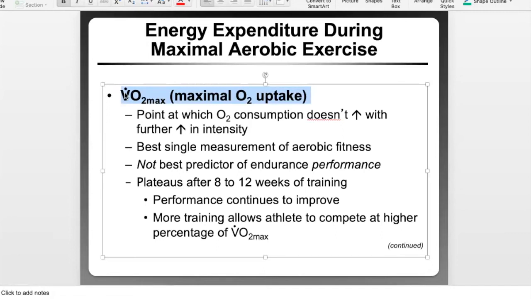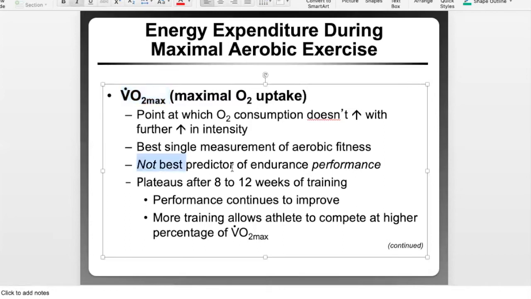So when I cannot pull in any more oxygen, but the intensity of the exercise is increasing, that's my indicator of the maximum amount of oxygen that an individual can take. This is the best indicator of aerobic fitness. Individuals who are highly trained athletes in endurance running will have VO2 max values up towards 60 and 70 milliliters per kilogram per minute. 4, 5, 6 times what normal individuals would have.